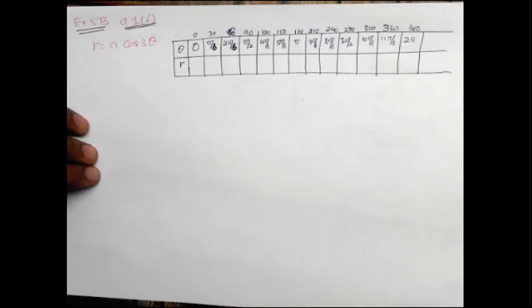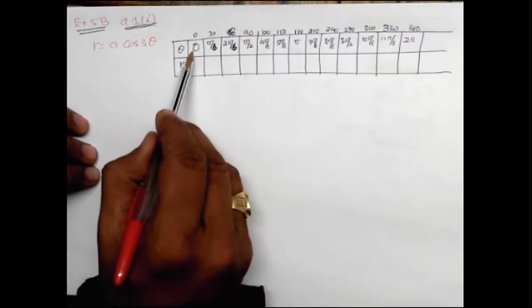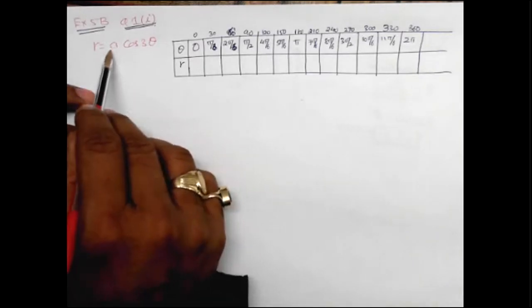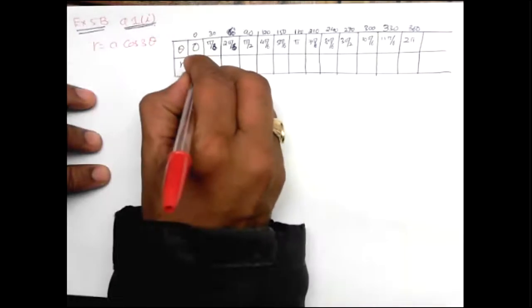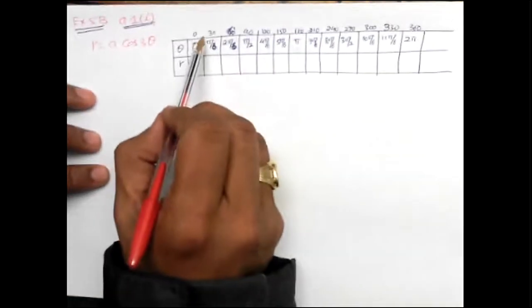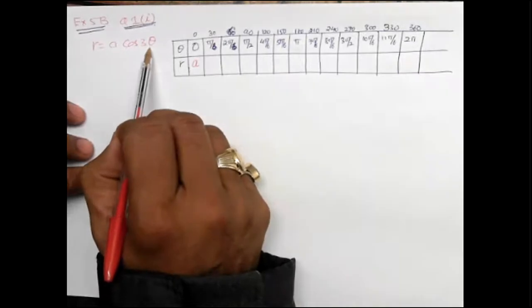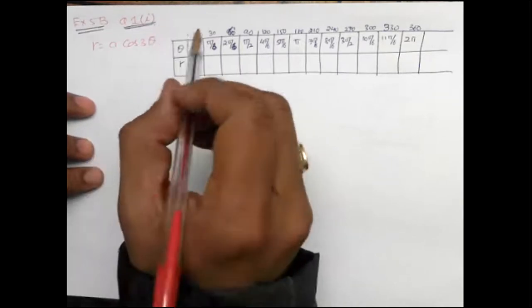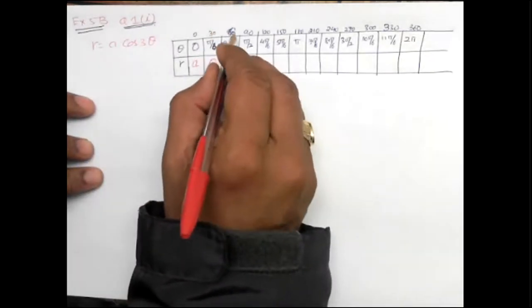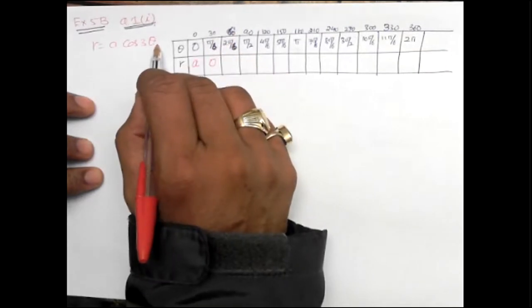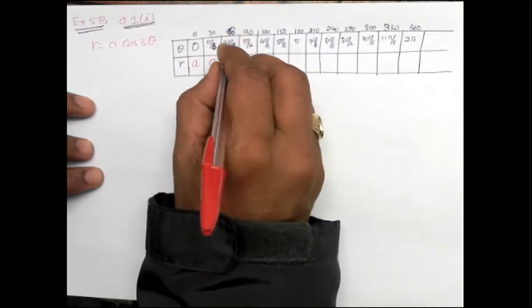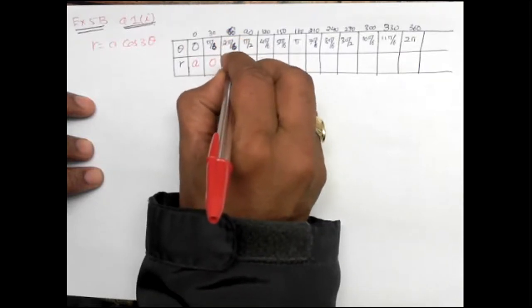All right, guys. So let's pick up the values. So when theta is 0, cos 0 is 1. So this is r is equal to a. When theta equals 30, 3 times 30 is 90. Cos 90 would be 0. That is 0 there. When theta equals 60, 3 times 60 is 180. Cos of 180 is minus 1. So the answer is minus a.